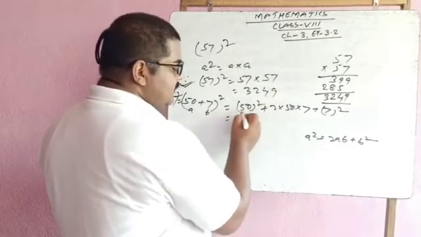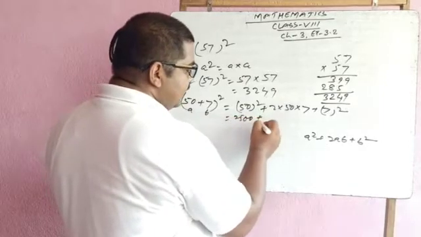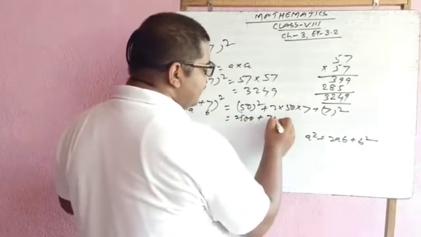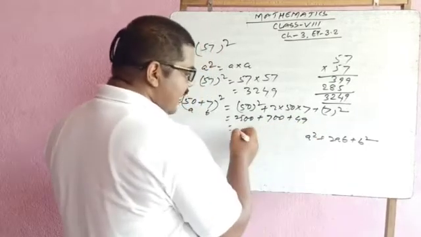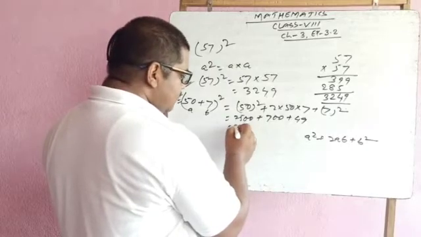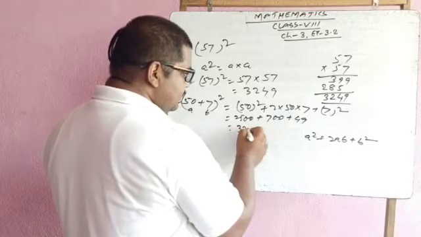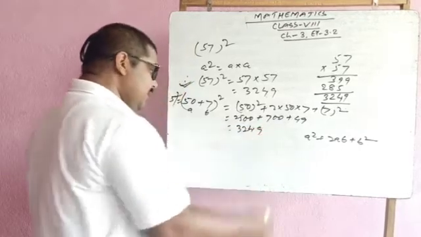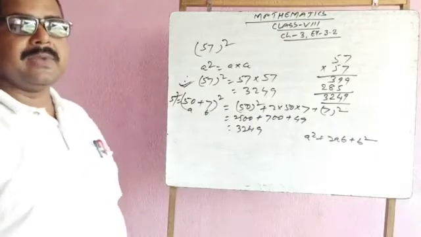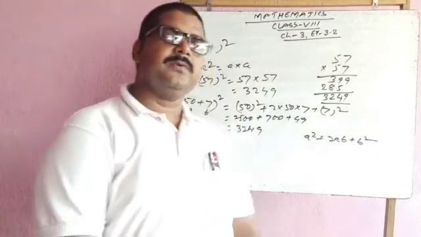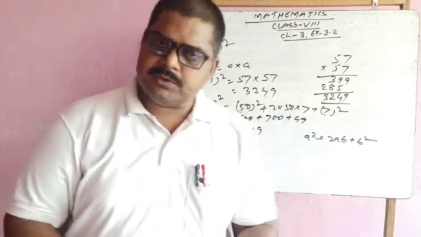Now you can multiply and get the result. And how can you get it? You know that 50 square means 2500, and when you multiply 2 into 50 into 7, it is 700, and 7 square is equal to 49. If you add all these numbers, then actually you get 3249, and you can solve these questions. It can also be solved by a minus b whole square. So you are able to solve this question in different ways.